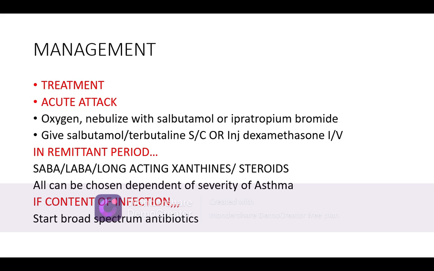In the remittent period, you can use short-acting or long-acting beta agonists, short-acting or long-acting anticholinergics, that is muscarinic drugs, antimuscarinic drugs. You can give long-acting xanthines like theophylline derivatives in SR forms, and steroids as the last resort. All can be chosen depending upon the severity of asthma.